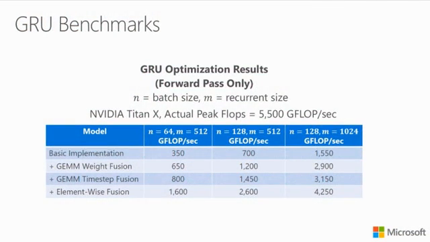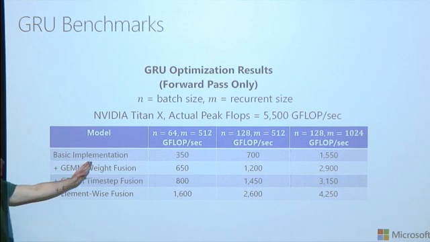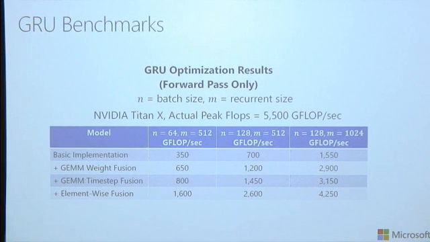So here are the end-to-end optimizations for a GRU, and this is on a Titan X. These three columns are 64 mini batch, 512 recurrent; 128 mini batch, 512 recurrent; and 128 mini batch, 1024 recurrent. So this is going from smaller to bigger. Remember, this is not speed, this is gigaflops.